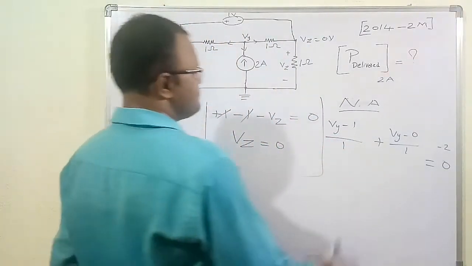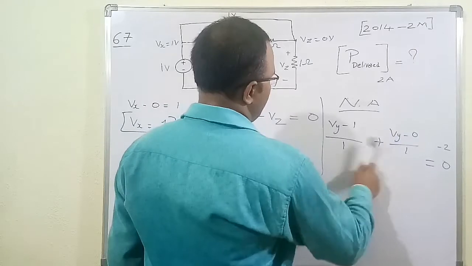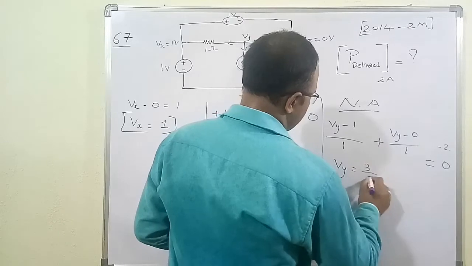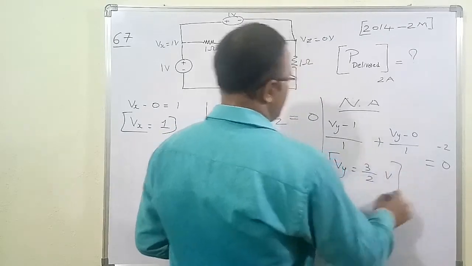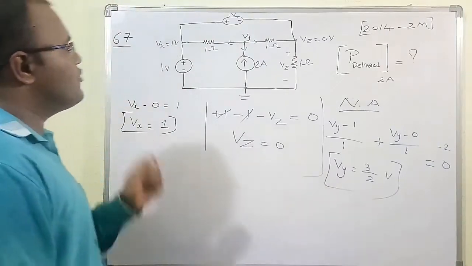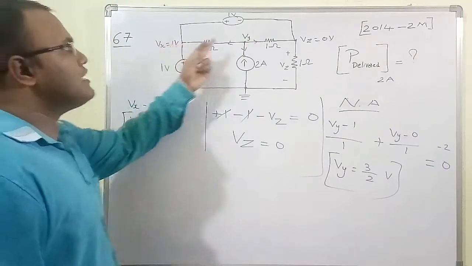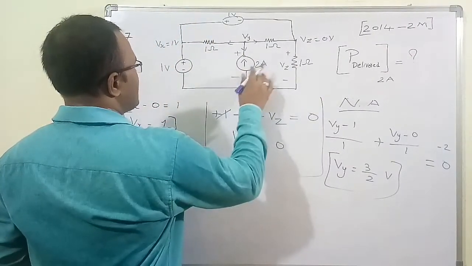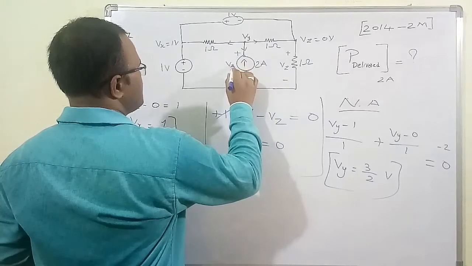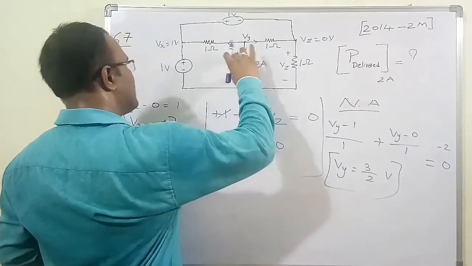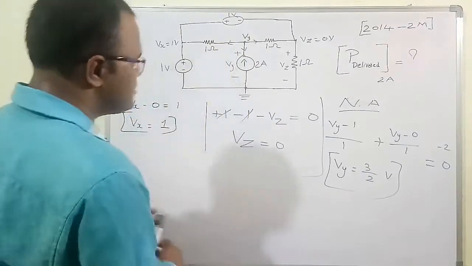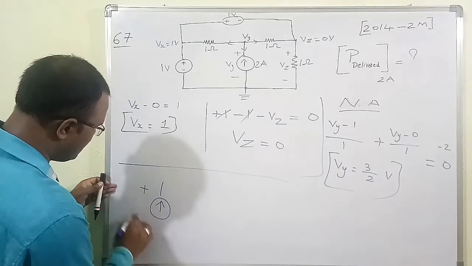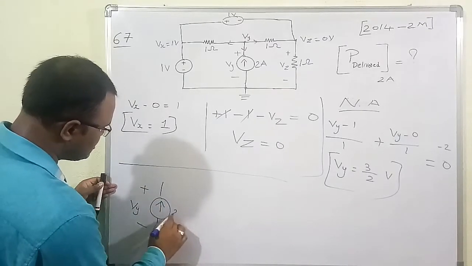So by nodal analysis, the only unknown parameter is Vy. If you solve this equation, we get Vy equal to 3/2 volts. So finally we have got all the node voltages. This is 0 volt, this is 1 volt, this is 3/2 volt, and this is 0 volt. So the voltage drop across this current source is Vy minus 0, which is Vy. Across the current source there is a voltage drop of Vy and the current is 2 ampere.